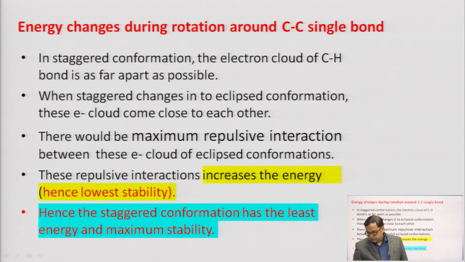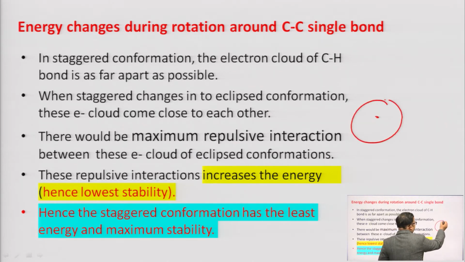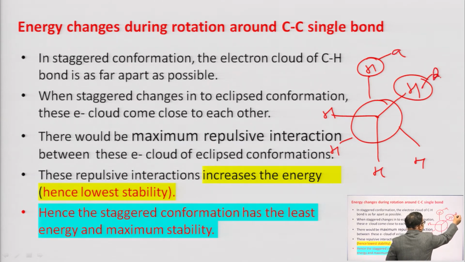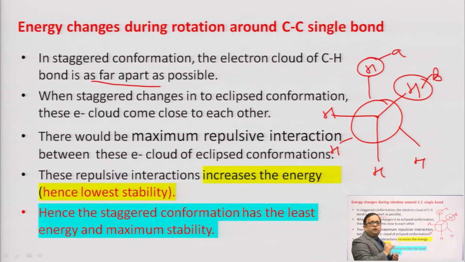Now, in continuation, let us see the energy changes during rotation around a carbon-carbon single bond. In staggered conformation, the electron clouds of the carbon-hydrogen bonds are as far apart as possible, as we have seen in the structure. For easiness, let me draw this structure again. If we talk about the electron clouds of these two hydrogens, H A and H B, the electron clouds are as far apart as possible, at maximum distance, and when staggered changes into eclipsed conformation, these electron clouds come close to each other.